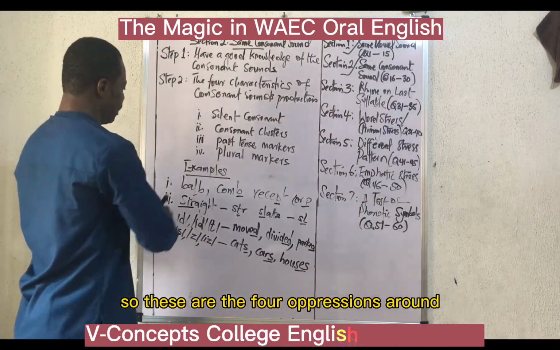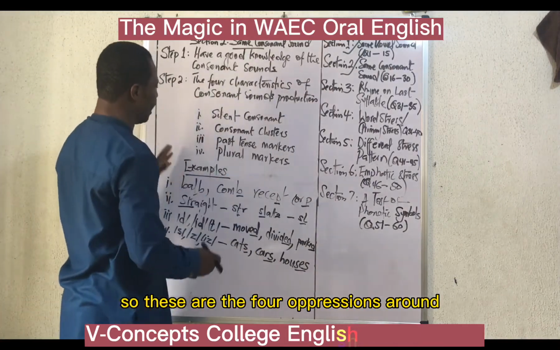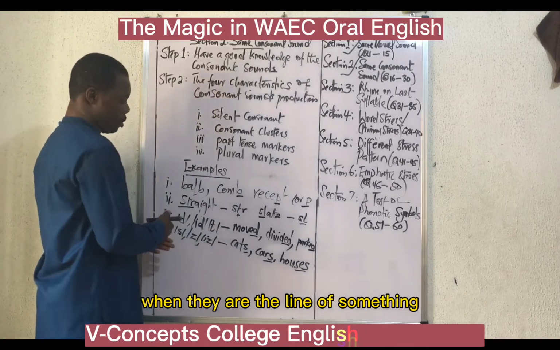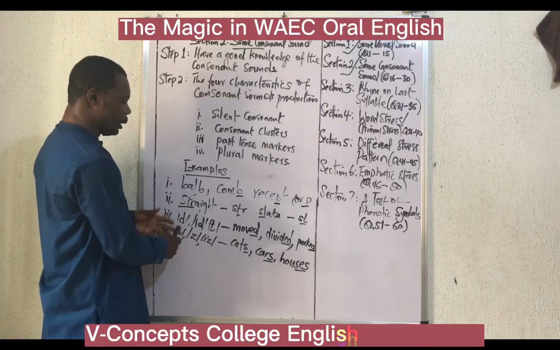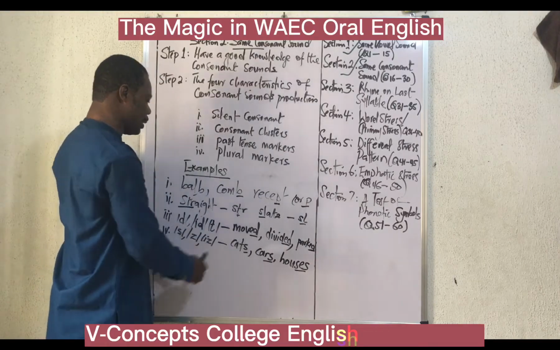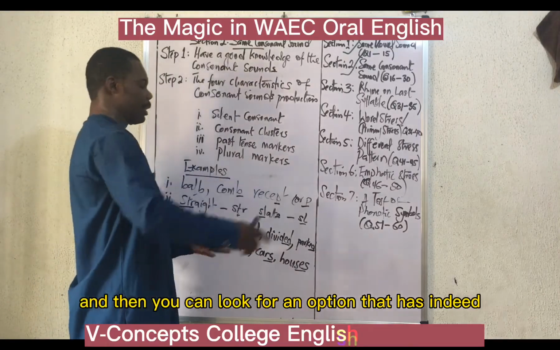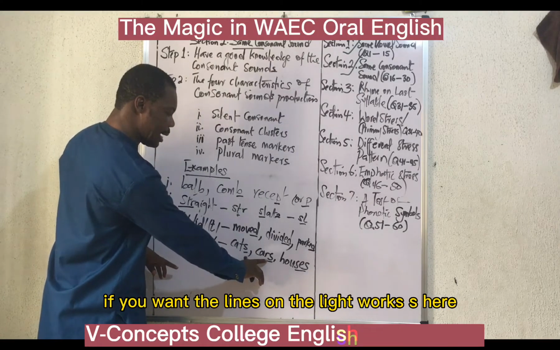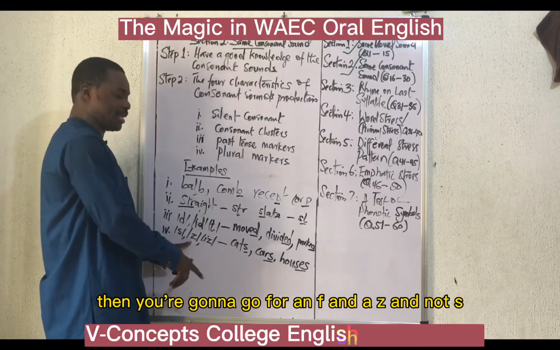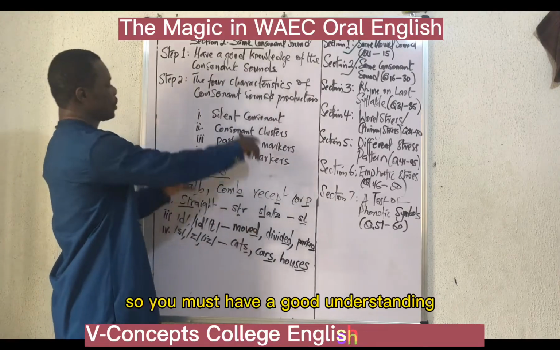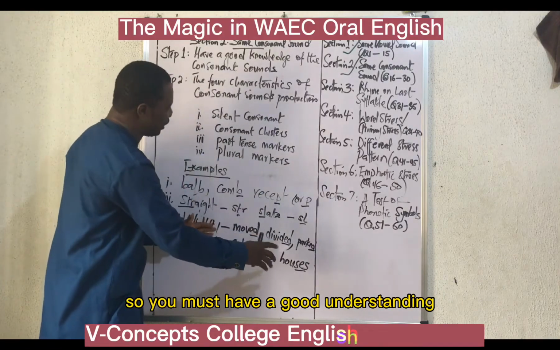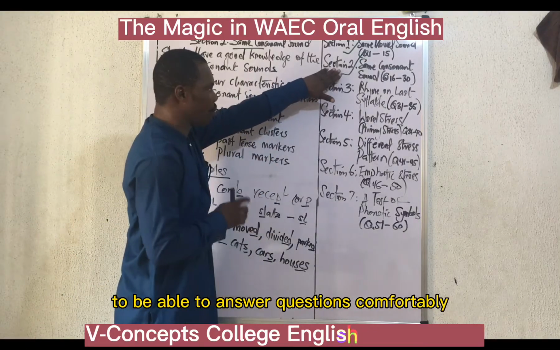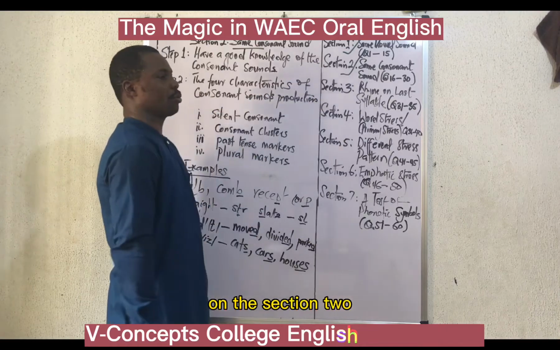So these are the four operations that are around answering questions on consonant sounds. So when they underline something, and maybe they just underline ED, then you can look for an option that has a D. If they underline S here, then you're going to look for an option that has a Z and not S. So you must have a good understanding of these characteristics to be able to answer questions comfortably under section 2.